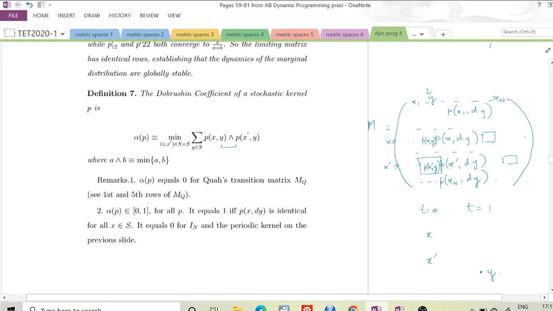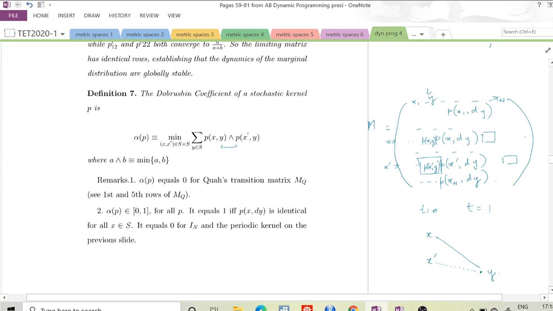Suppose the minimum of p(x prime, y) and p(x, y) is 0. That means that if you start the Markov chain at x prime at time t equals 0, the state will not be y at time t equals 1. Whereas if p(x, y) is positive, then when you start the Markov chain in state x today, the state tomorrow will be y with some positive probability, but will not be y with any probability if you start it at x prime today.